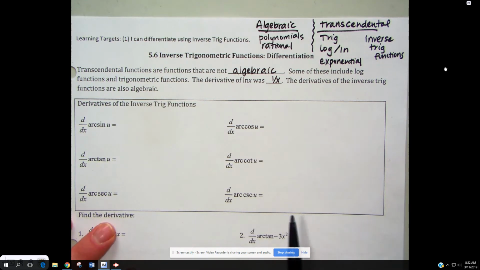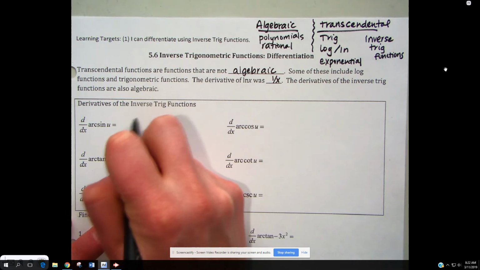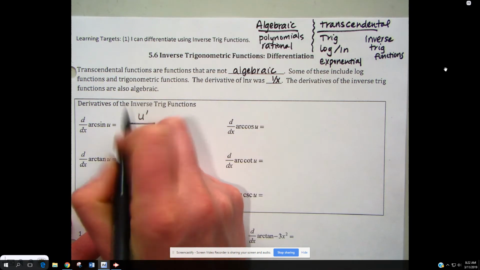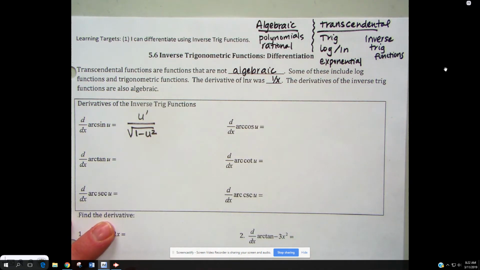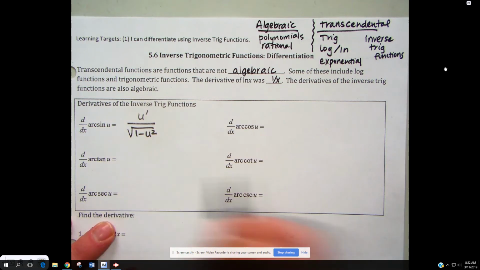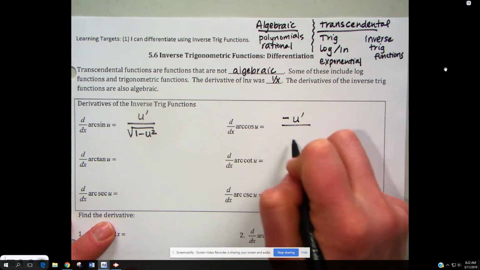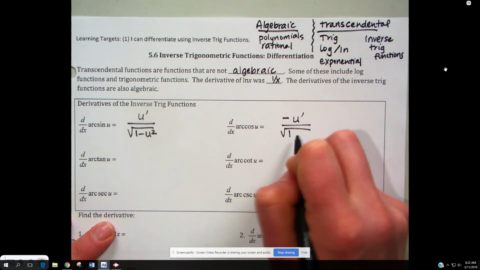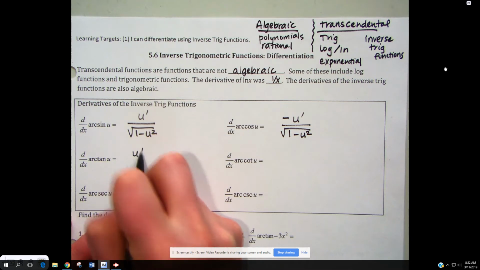You want to memorize these ones. The derivative of arcsine, or sine inverse, is u prime over the square root of 1 minus u squared. You could probably pause here and then maybe pick back up again in a second. I'll write them all out really quickly, and then I will point out to you some commonalities that might help you to memorize these.